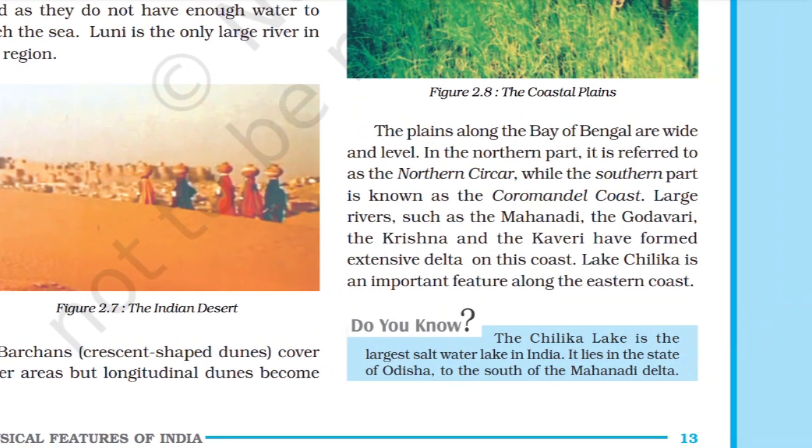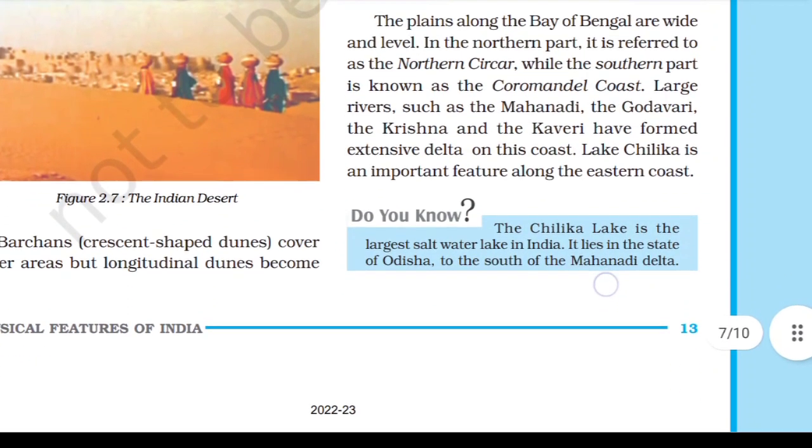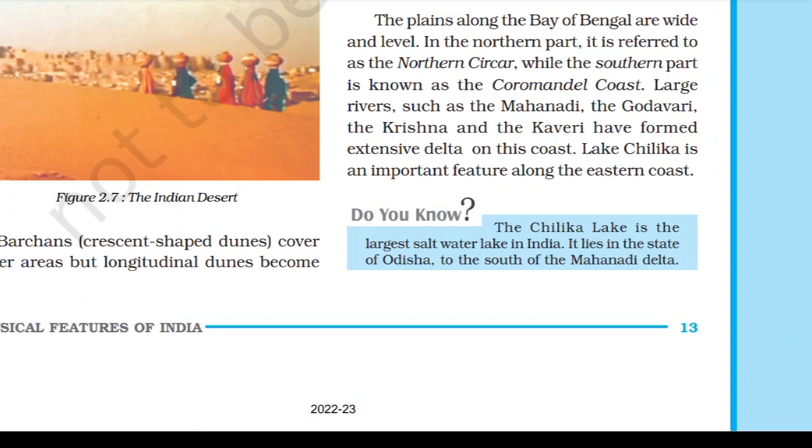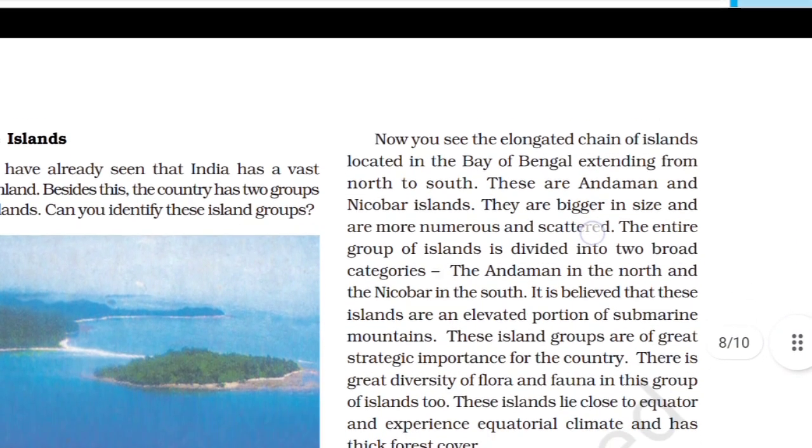The plains along the Bay of Bengal are wide and level. In the northern part, it is referred to as Northern Circars, while the southern part is called the Coromandel Coast. Large rivers such as the Mahanadi, the Godavari, the Krishna and the Kaveri form extensive deltas on the coast. Chilka Lake is an important feature along the east coast. Chilka Lake is the largest saltwater lake in India. It lies in the state of Odisha, to the south of the Mahanadi Delta.